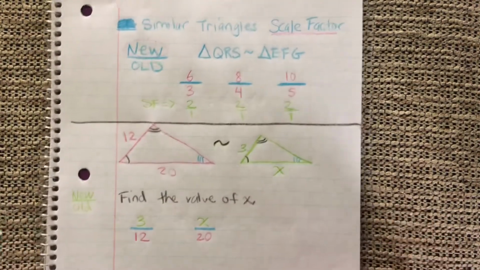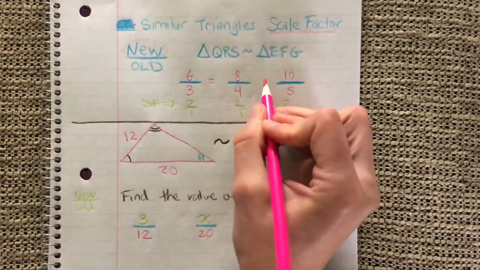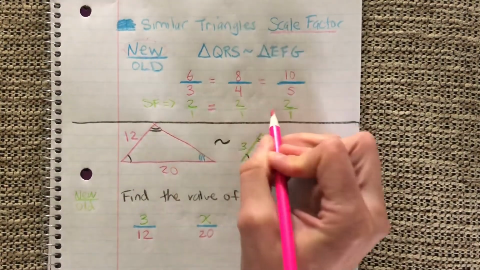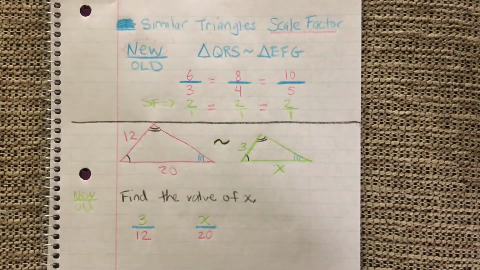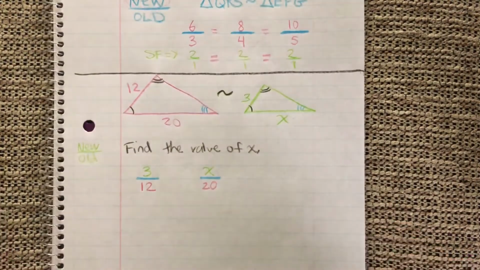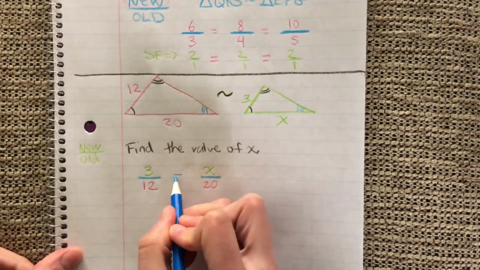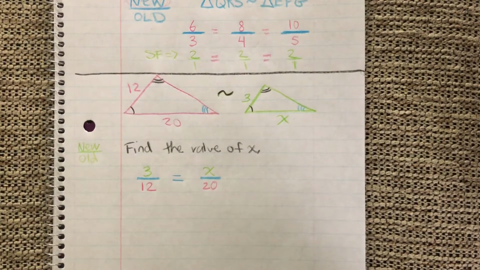But if I go back to this, I knew that all three of these ratios were equal to each other because they were similar triangles. I'm telling you that these two are similar triangles, and what that tells me about these two fractions or ratios is that they're also equal to each other. And so I can use proportions to help me solve for x.